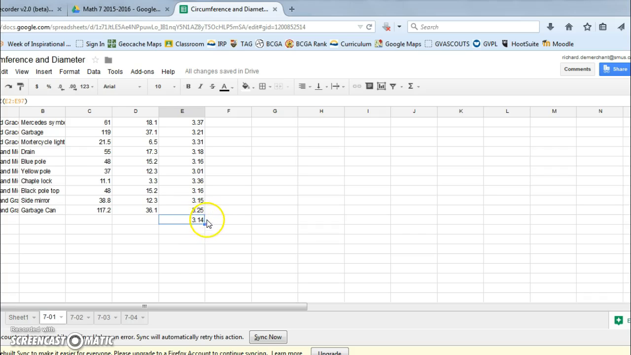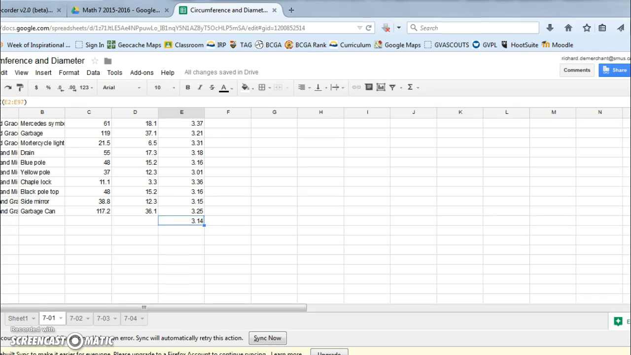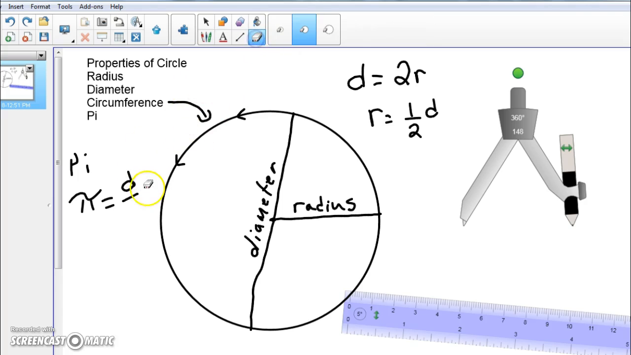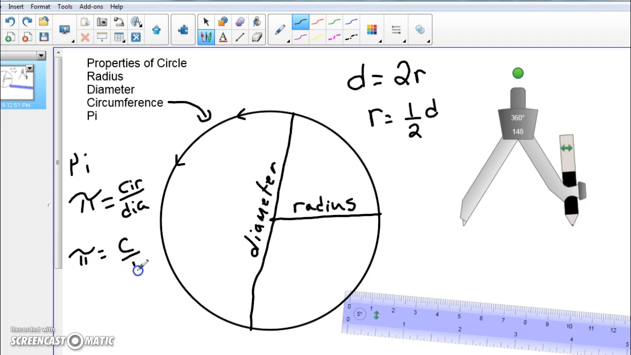So those numbers tended towards a special number we have in mathematics, which is pi. So when we look at all of our measurements and compare them in the circle, we found that pi, the special math symbol, is equal to the circumference divided by the diameter. Or we could say that pi is equal to c divided by d.